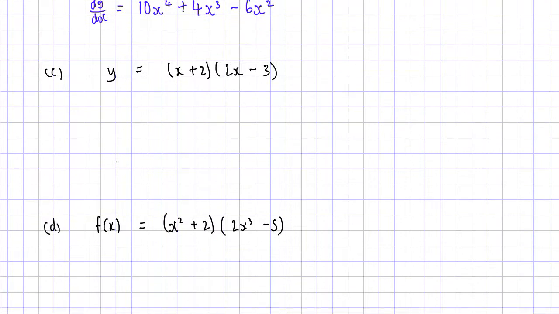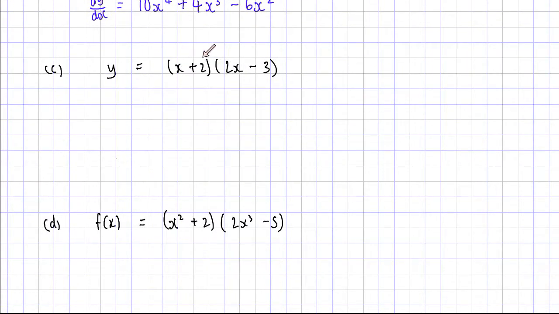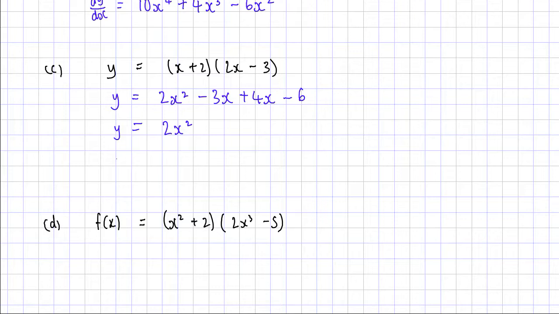Okay, this one I have this bracket times this bracket, so I need to multiply everything here with everything there. So I'm going to have y is equal to 2x squared minus 3x plus 4x minus 6. Okay, so now I can simplify this. So y is still equal to 2x squared. Now minus 3x add 4x is add x, so add x, and minus 6.